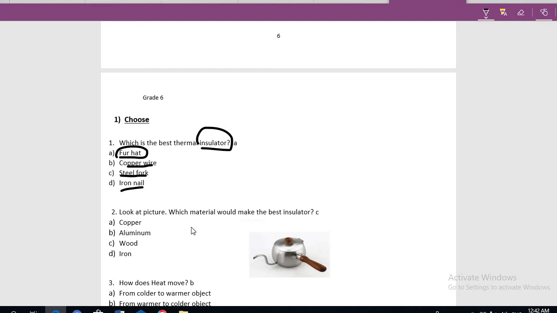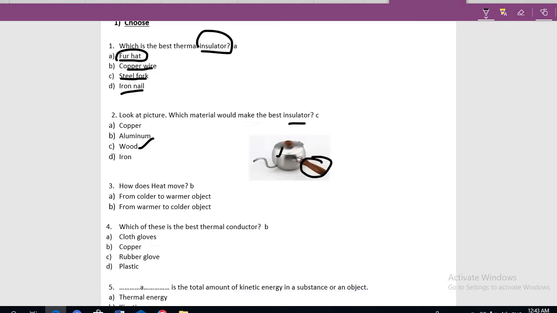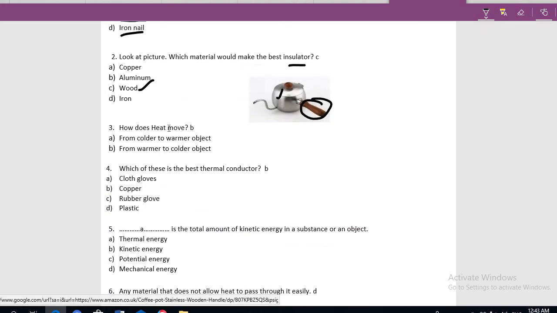Look at the picture. Which material would make the best insulator? Copper is a conductor, while wood is an insulator. So copper, aluminium, wood. Yes, wood. How does heat move? Heat moves from a warmer object to a colder object.